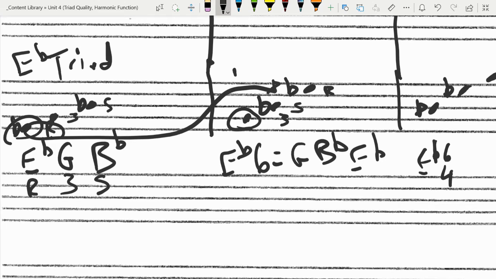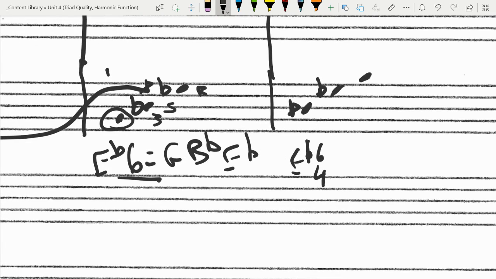So when the third of the chord is in the bass, that's first inversion. So we call that E flat major 6. And then finally we get the E flat major 6/4.